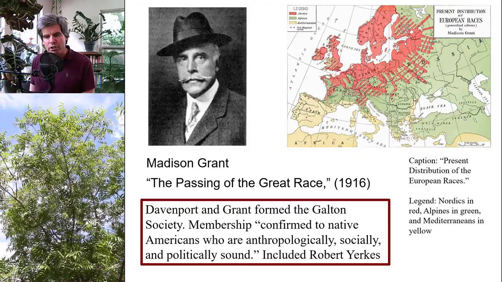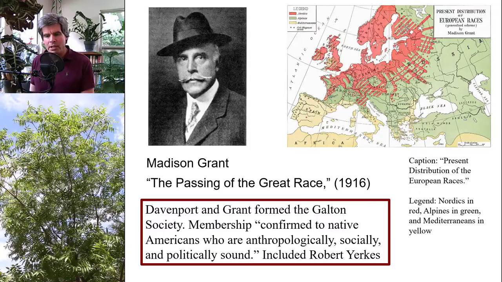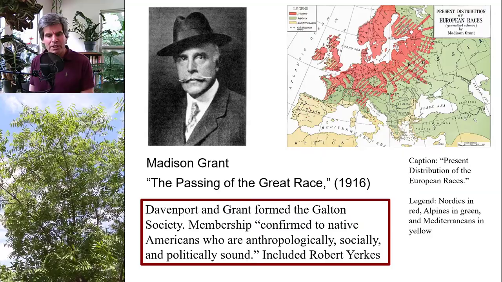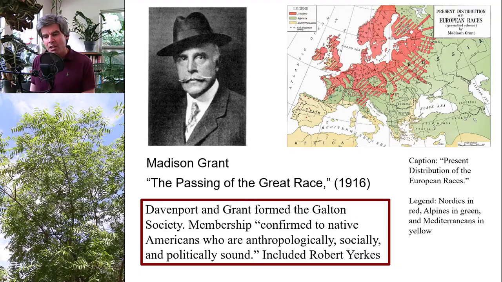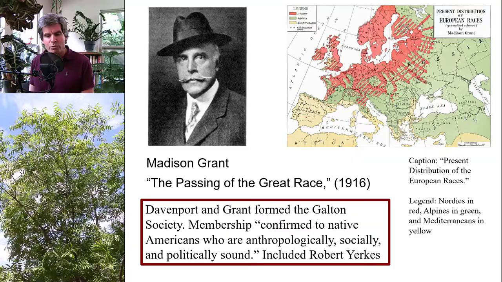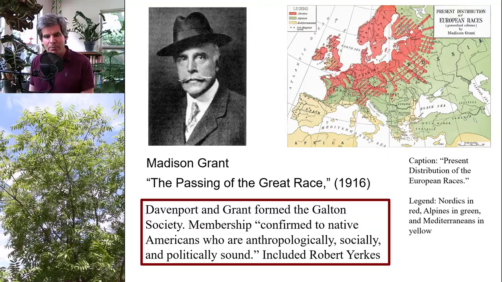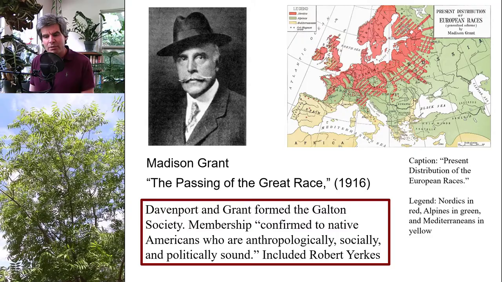And Grant claimed that the United States had been established by the superior Nordic race. However, Grant was concerned because large numbers of recent immigrants to the United States were coming from what he considered to be the inferior Alpine and Mediterranean races. He was also concerned because he calculated that the Nordics in the United States were not producing babies at a sufficiently fast rate. So he argued that unless something is done to stop the current trend, the superior Nordic race will disappear and the United States will become populated by these inferior races.